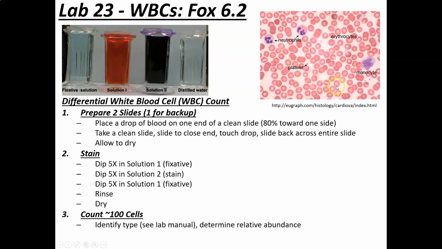So here are the red cells. Look at how numerous they are. They are lighter in the middle because they are biconcave discs, so they're not perfectly flat. So they look lighter in the middle. The little dots you see scattered around are the platelets. Notice there's relatively few of those, but there's more of those than there are white cells. And here are the different white cells that we see.